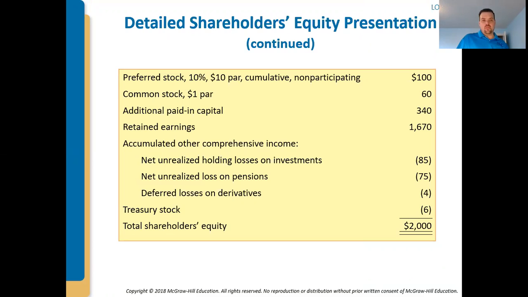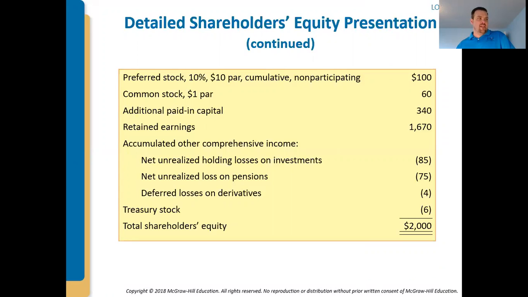Non-participating means they do not vote. Common stock usually does vote. Most often preferred stock does not. There can be exceptions, but generally speaking, preferred is non-voting, non-participating, and common stock is voting. Additional paid-in capital, that number comes from the difference between the par value of our stock and what somebody actually paid for it.